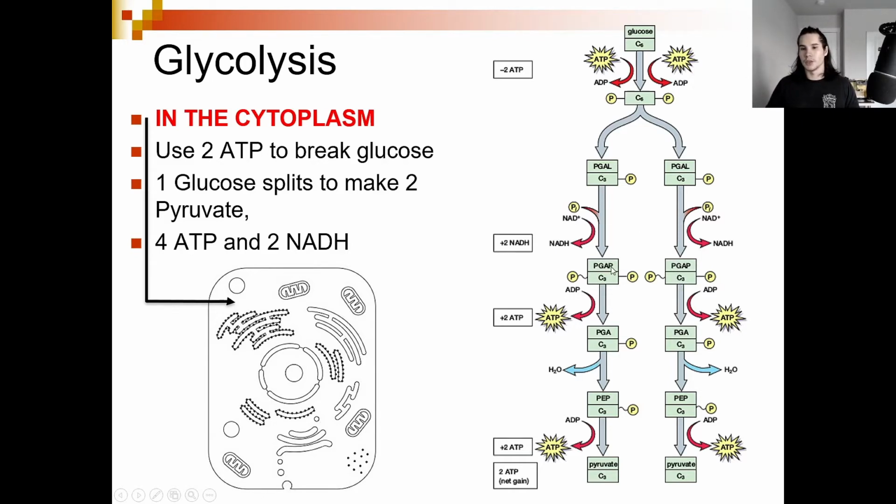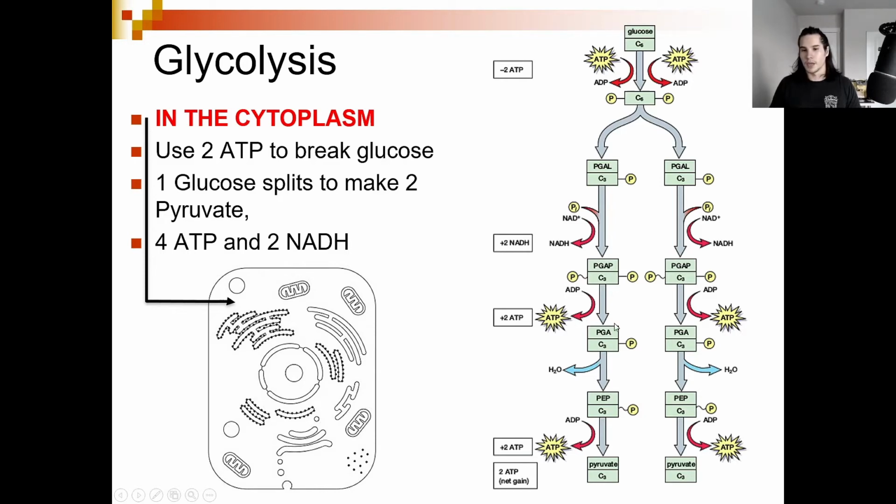Then this molecule picks up an inorganic phosphate, so not from ATP, but from phosphate floating around in your cytoplasm. And then what we do is we grab that phosphate by using ADP to combine with that inorganic phosphate to make ATP. So we call this substrate level phosphorylation. So we make some ATP. So now we've broken even. We put 2 ATP in, we've gotten 2 ATP out.